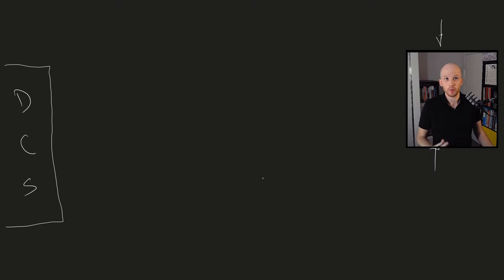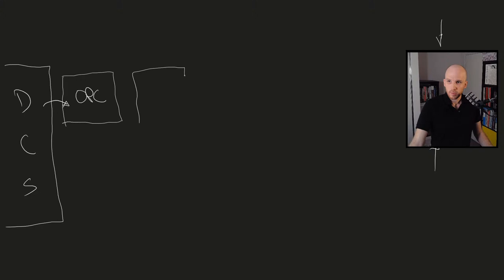So over here, the DCS has to export its data in some format. The most common way of getting data from industrial equipment is OPC, whether that's OPC-DA, OPC-UA, depending on what generation. Now, we have a component of the PI system. So this is where the PI system starts.